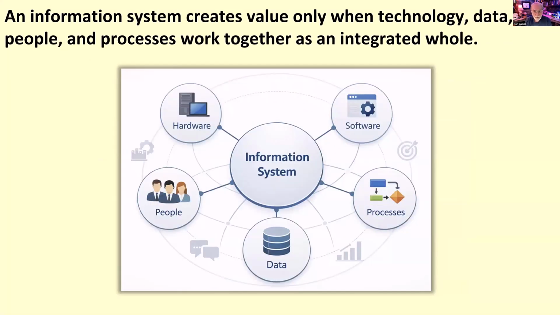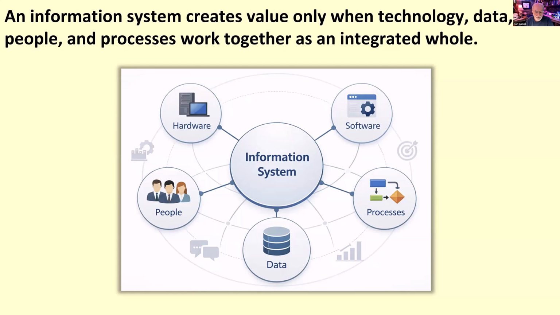Information systems depend on multiple components working together. An information system creates value only when technology, data, people, and processes work together as an integrated whole. This slide reinforces that an information system is more than just software. We think of an information system as a visible application on the screen, but in reality, an information system is made of several interdependent components that must work together.